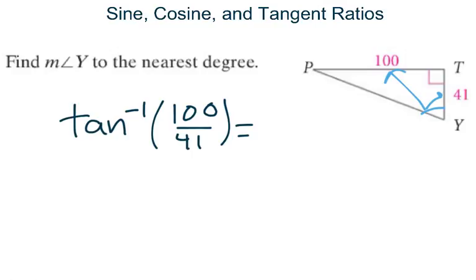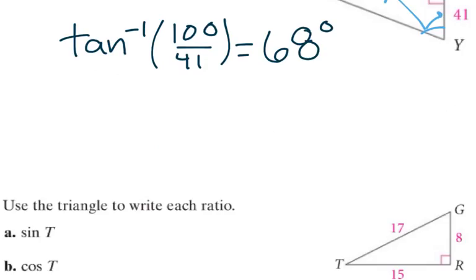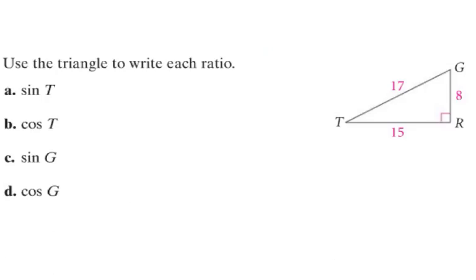So when I type that into my calculator, inverse tangent of 100 over 41, I get it to the nearest degree, 68 degrees. Okay? So it's vital that you think about what sides I know in regards to the angle that I'm looking at.